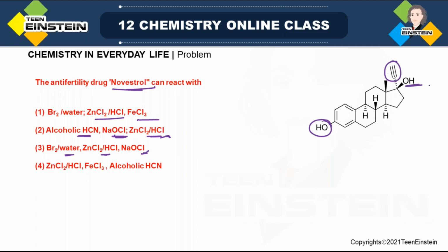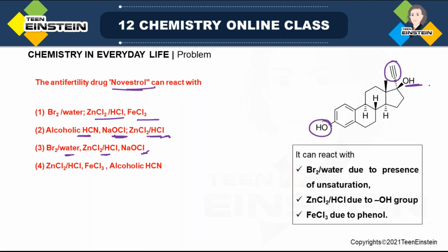Now, if we consider these 3 groups, bromine water can be used which will react with unsaturation, that is the CC triple bond. ZnCl2 HCl, which is Lucas reagent, can react with the alcohol group, and FeCl3 will react with phenol. So these 3 reagents can react with novesterol because of the presence of phenolic OH, alcoholic OH, and unsaturation, the CC triple bond. But the other 2 reagents, alcoholic HCl and NaOCl, cannot react.